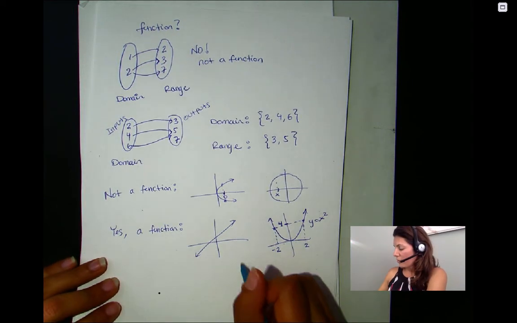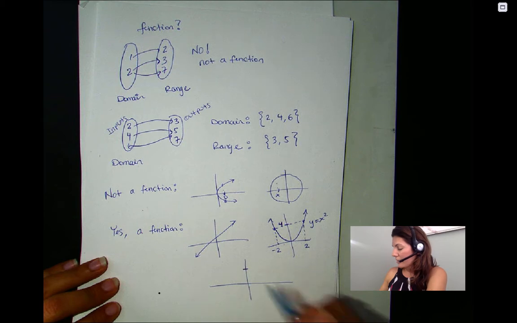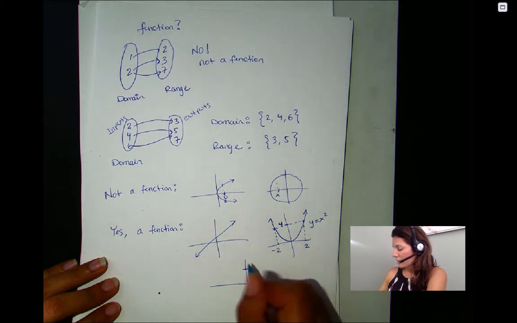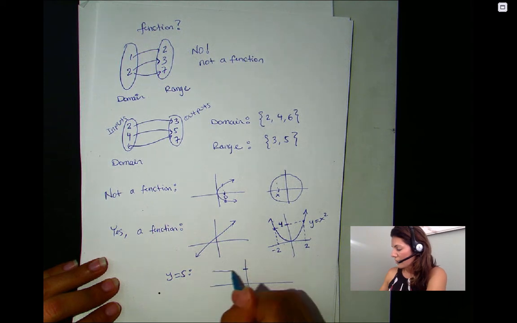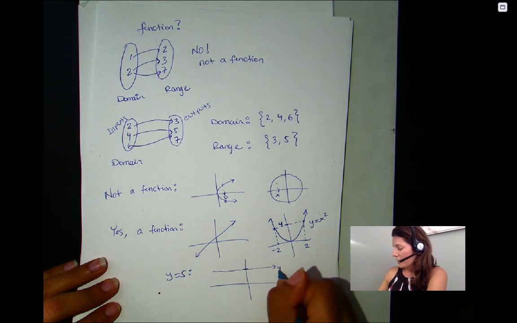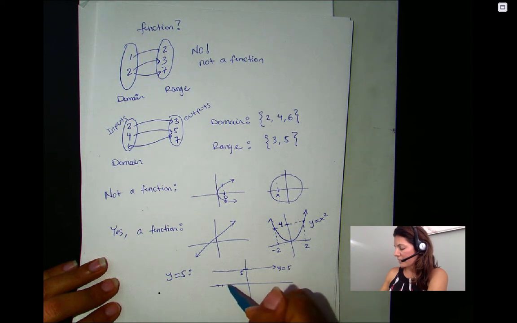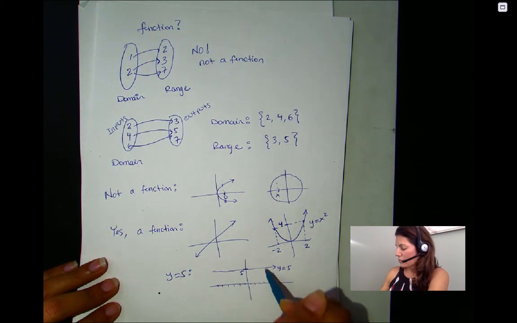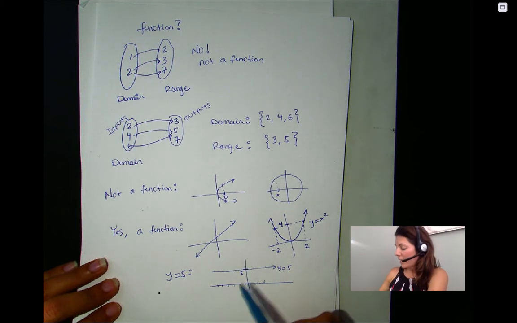A perfect example of something where every domain value has an output and the output is the same would be a horizontal line. If I graph the line y equals 5, for example, that's a horizontal line at y equals 5. But this is a function. Every place in the domain goes to exactly one output. It's the same output, but everything in the domain goes to one output.